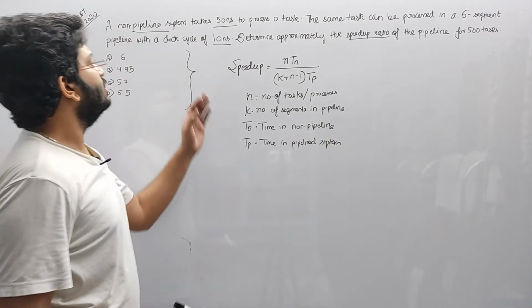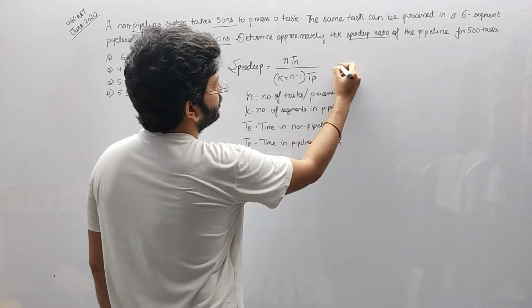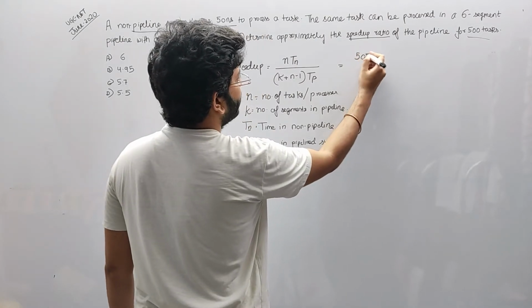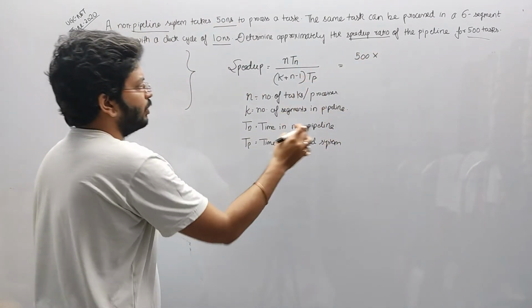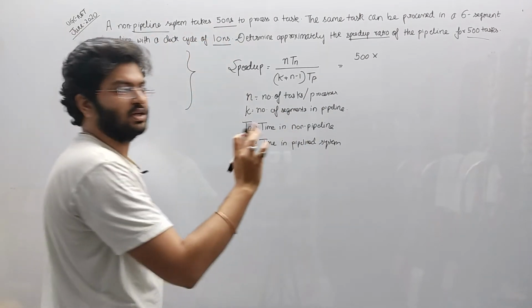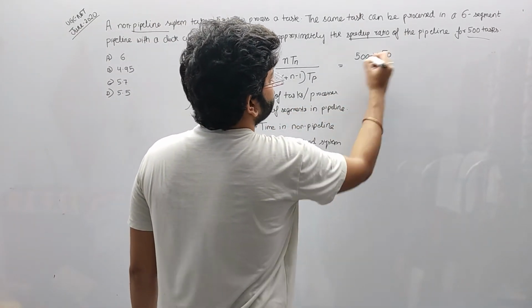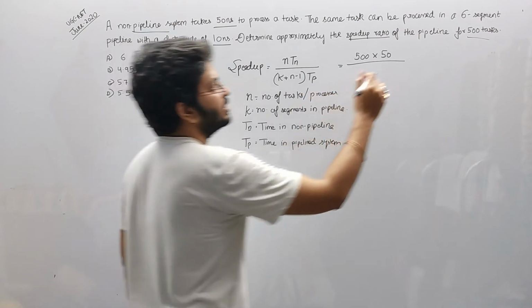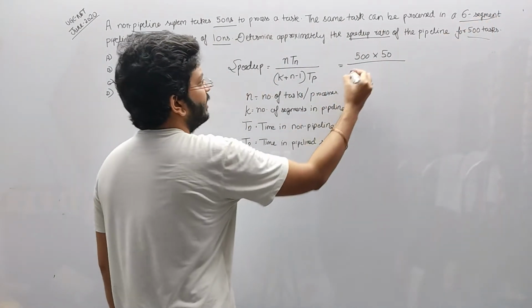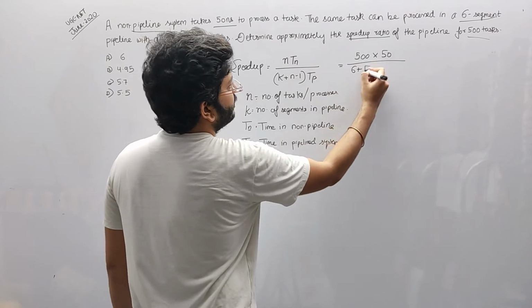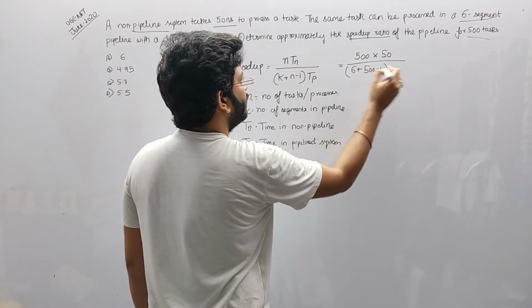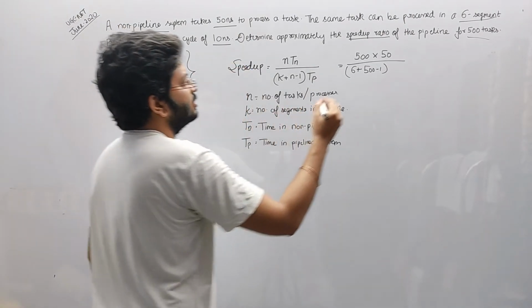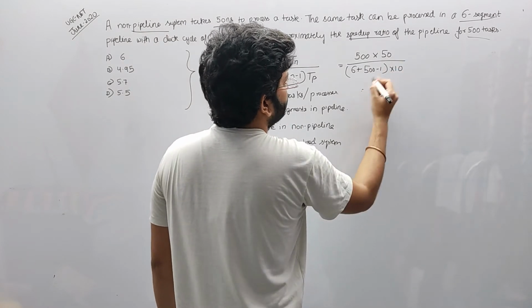Now we will substitute the values in the formula. For n, we have 500 tasks. So 500 into Tn, that is the time taken in the non-pipeline system, which is 50 nanoseconds. Here, 50, and k plus n minus 1. K is the number of segments, which is 6. So k is 6 plus n, again 500, minus 1 into Tp, that is the processing time in case of the pipeline system, which is 10 nanoseconds. So into 10.